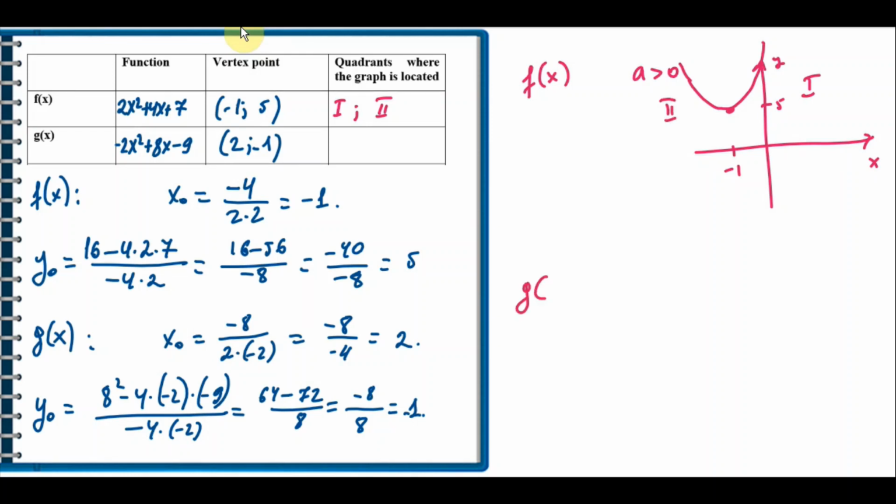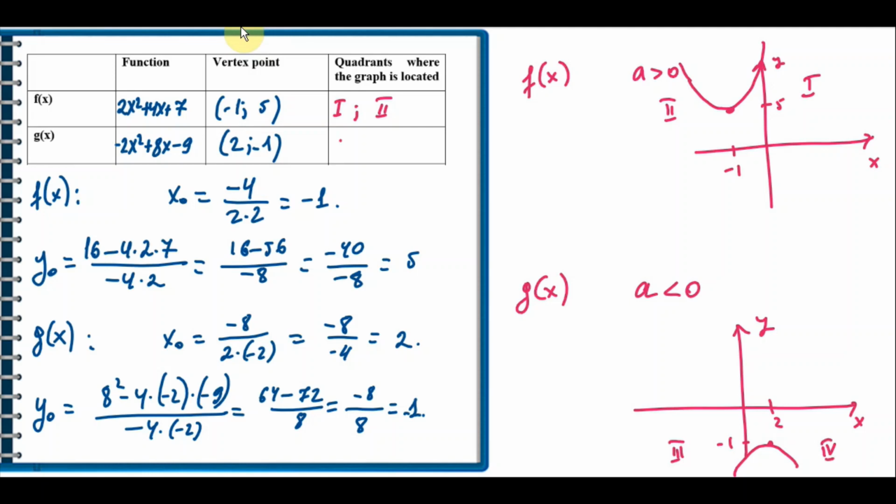For gx, we see that a is negative, so the parabola will open downwards, and the vertex coordinates are 2 and negative 1. So here's the vertex, and it's opening downwards. That will be like this. So it will pass through the third and fourth quadrants. So the answer for the question will be like this, fourth and third quadrants. That's all. We filled the table.